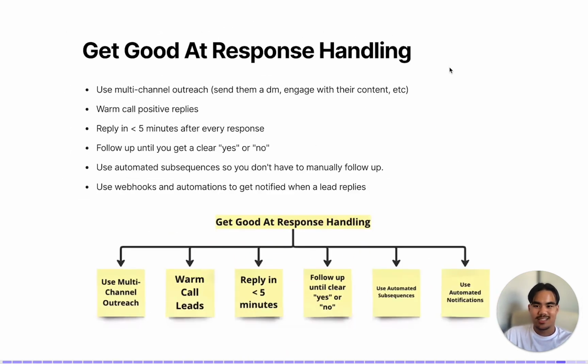Next thing you can do is get good at response handling. So we want to use multi-channel outreach. We want to send them a DM, engage with their content. We want to warm call positive replies. So if someone replies positively to our cold emails, literally call them up. We also want to reply in less than 5 minutes after every response, because they get colder over time. So we want to follow up until you get a clear yes or no. Pretty self-explanatory there. And then we want to use automated subsequences so we don't have to manually follow up. So we want to use webhooks and automations to get notified when a lead does reply.